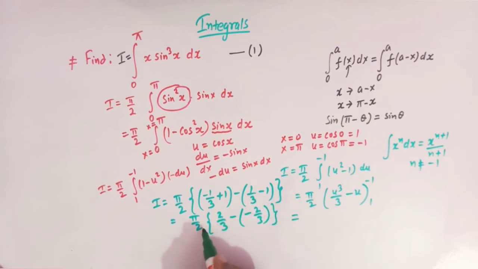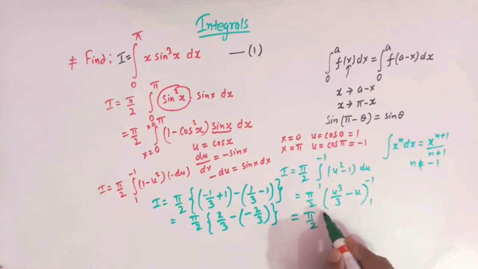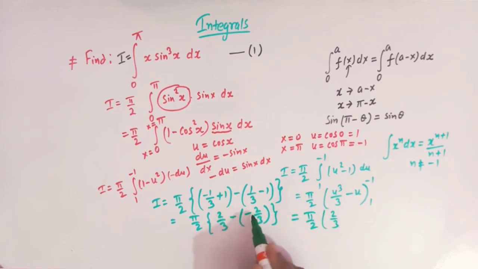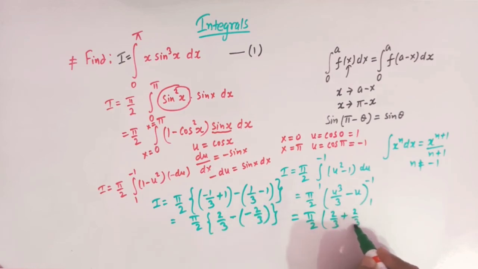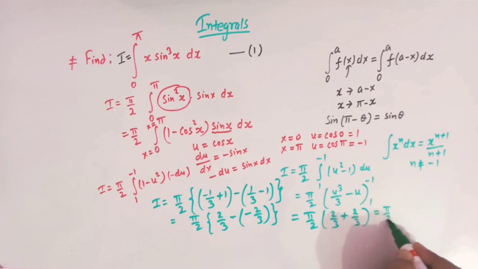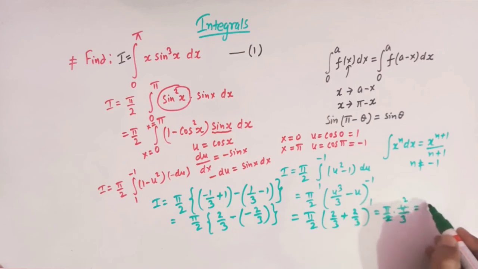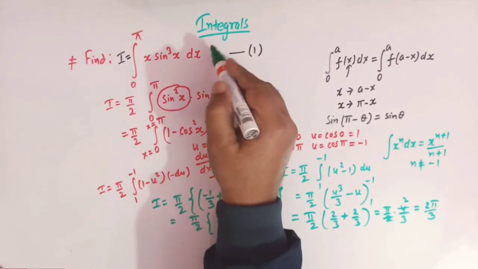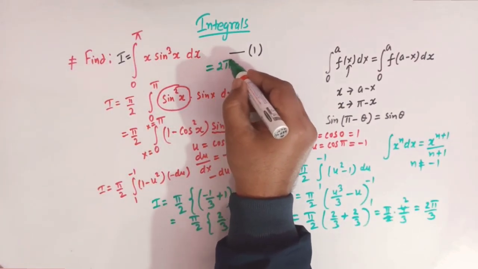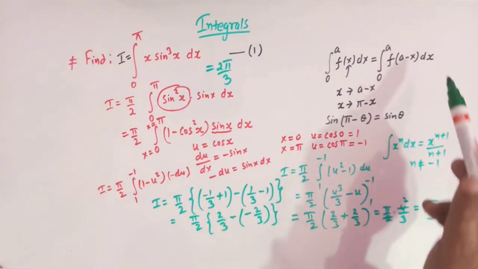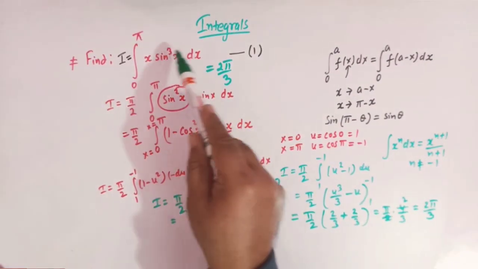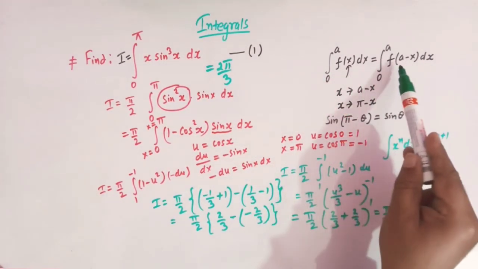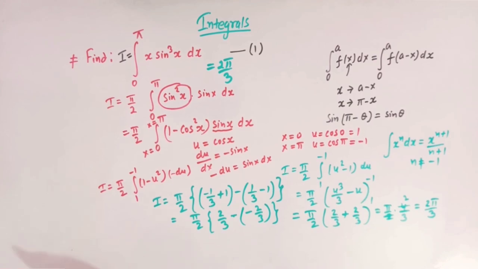So now this is pi over 2, and here we have 2 over 3, minus times minus, this is plus, so we have 2 over 3, and this is pi over 2 times 4 over 3, and here this is 2 2s are 4, so this is 2 pi over 3, right? So the value of this integral is equal to 2 pi over 3, and see how we can easily solve this integral by making use of this property of definite integrals, right? So this is how we can solve these type of problems.